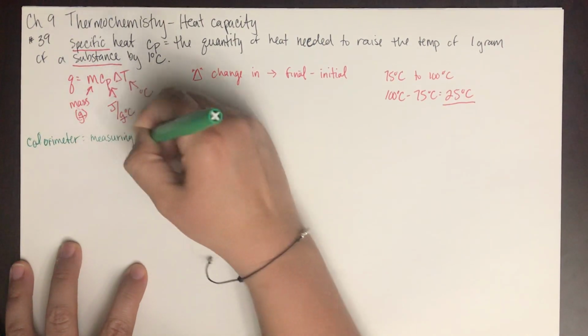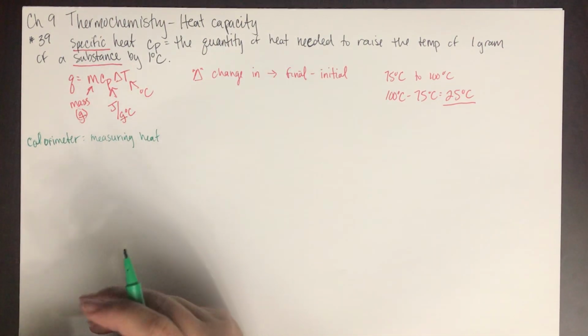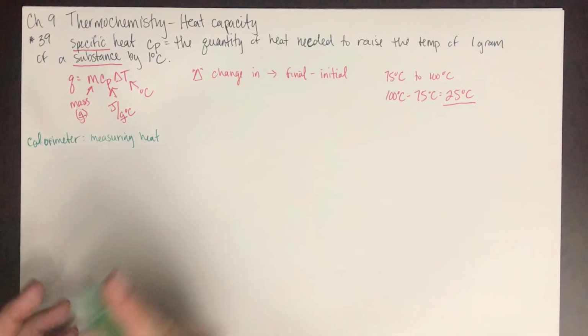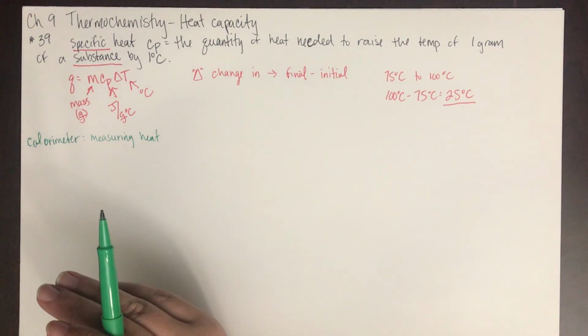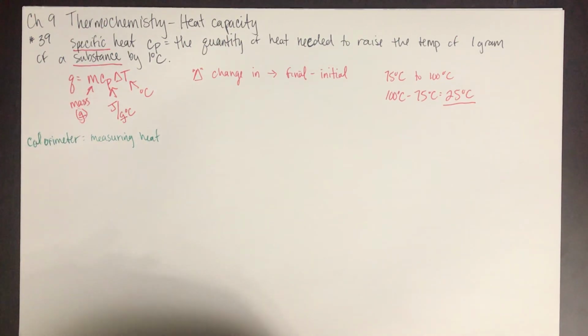You'll see a lot of these reactions where it'll say that this reaction was placed in a calorimeter. That just means it was placed in a device that allowed us to measure the change in heat during this chemical reaction.